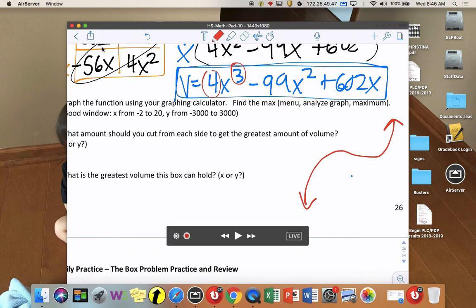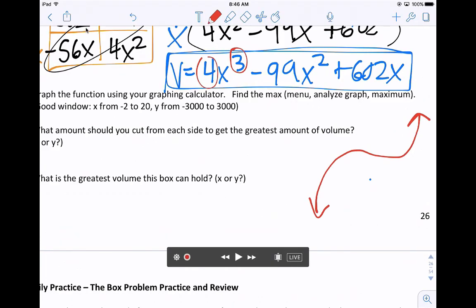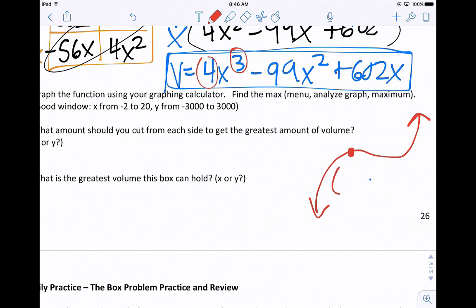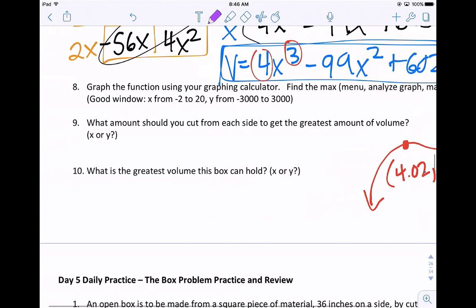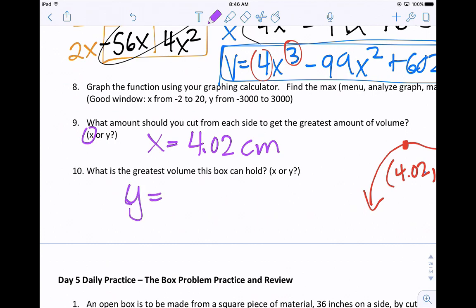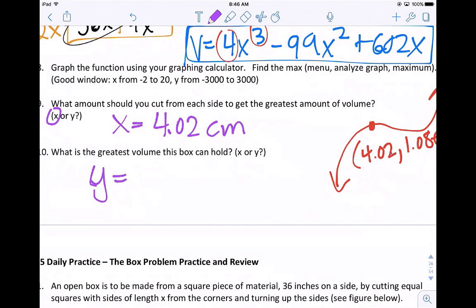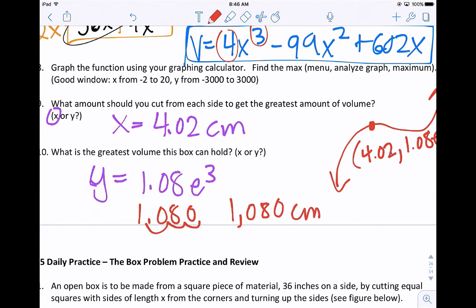So let's write this down. Again, on our graphing calculator, we found this max point was 4.02, 1.08 E3. And the x value is what we cut out. So what should we cut as the x value? That's 4.02 centimeters. And the greatest volume is like plugging the 4.02 into the equation and solving for y. And it's 1.08 E3, which is scientific notation, which means take that decimal and move it over 3 places. So that's 1,080 centimeters cubed for volume.